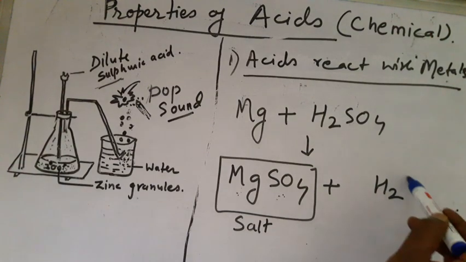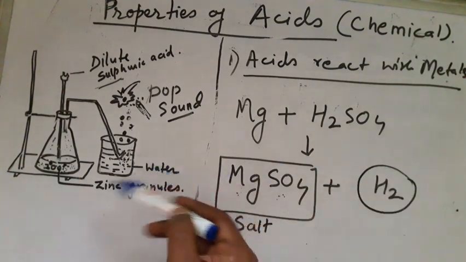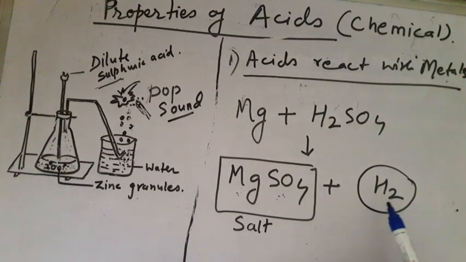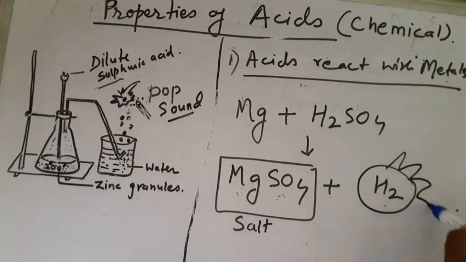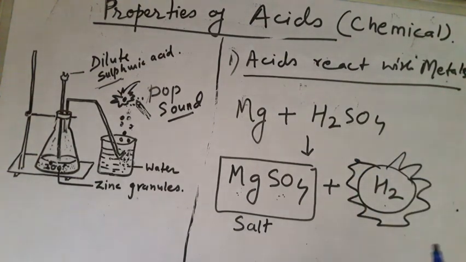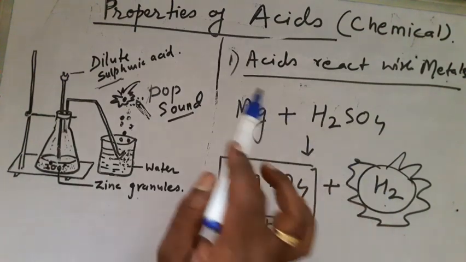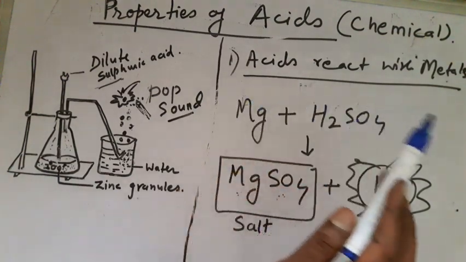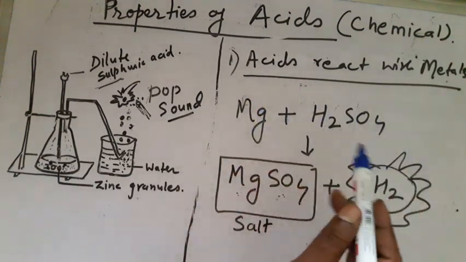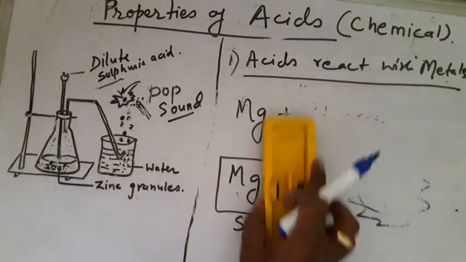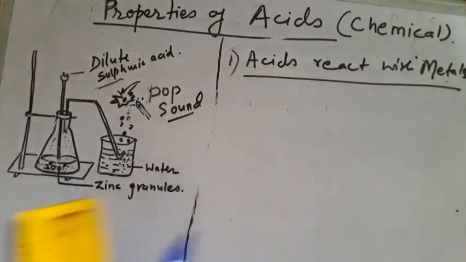So if you want to test the presence of hydrogen in the form of gas, then what type of test do you have to conduct? You just bring a burning candle in front of it and then it will blast and form a pop sound. So in this way you have seen that acids react with metals, and these are the reactions. Once again, revision is a must.